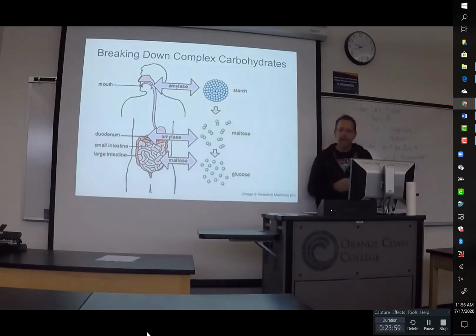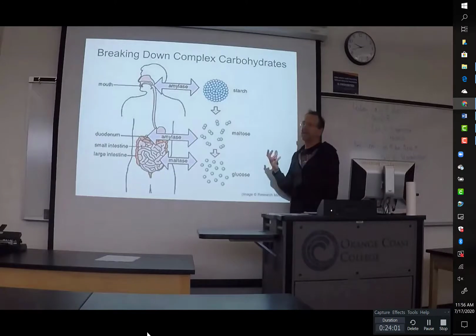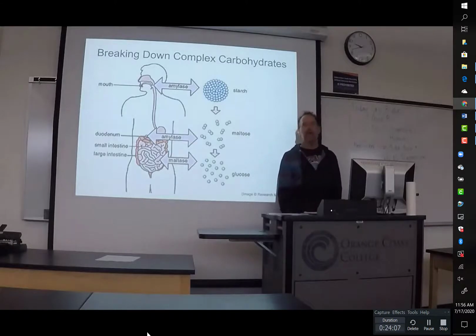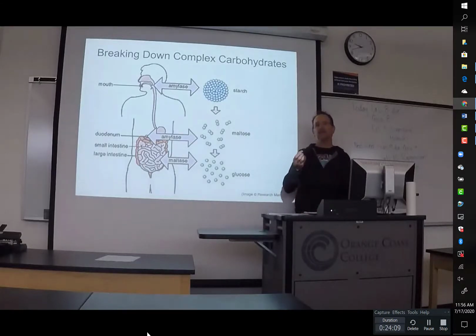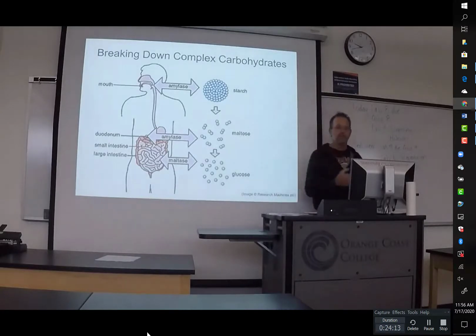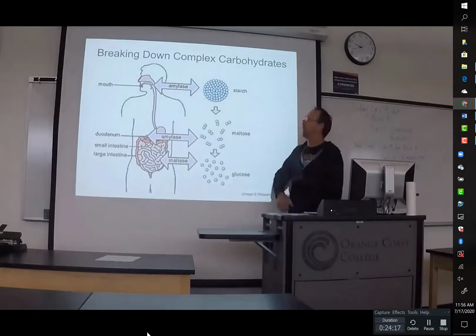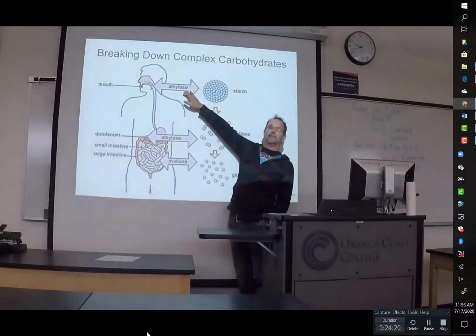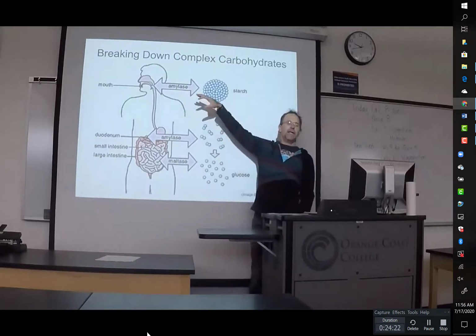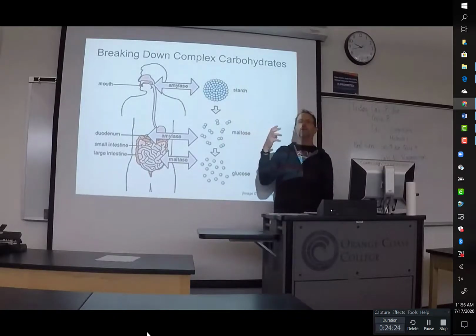All right, so breaking down complex carbohydrates. Complex carbohydrates, again, with respect to our diet, we're talking primarily about starch. And we talked about this earlier. Digestion of starch begins in your mouth, both with mechanical digestion with respect to chewing, and then also chemical digestion with the help of an enzyme. The first enzyme we release is called amylase, and amylase can break down that starch into maltose.